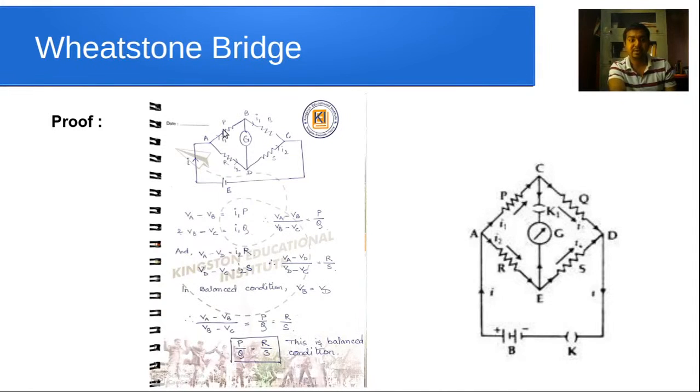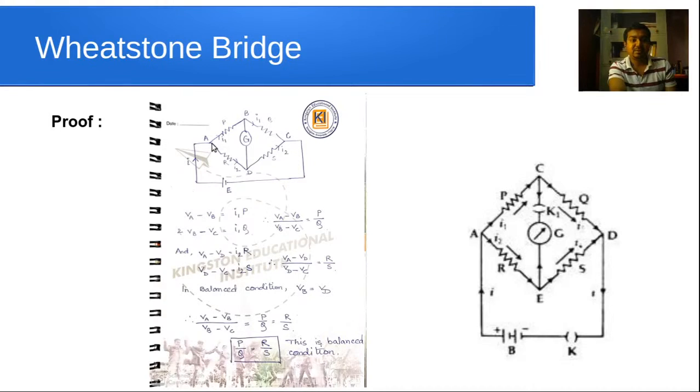Okay, so in that diagram, VA minus VB equals I1 into P. Why? From Ohm's law, voltage drop equals current into resistance. So the voltage drop here, VA minus VB, equals I1 into P, and VB minus VC is the voltage drop equals current into resistance, I1 into Q. So if I divide the whole term, (VA minus VB) by (VB minus VC) equals P by Q. Why? Because I1 and I1 cancel out. So (VA minus VB) by (VB minus VC) equals P by Q from that equation.